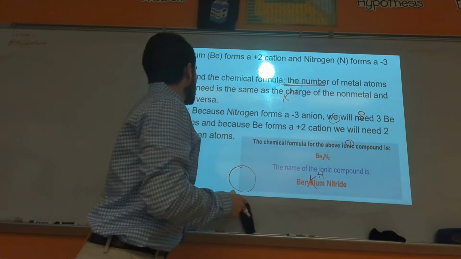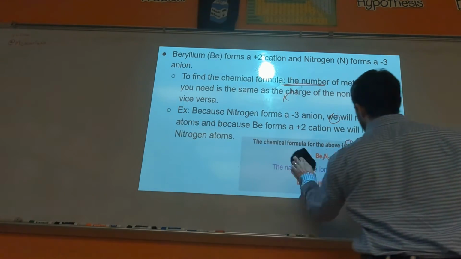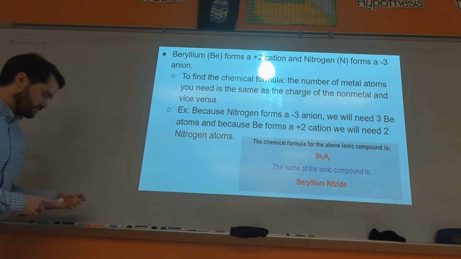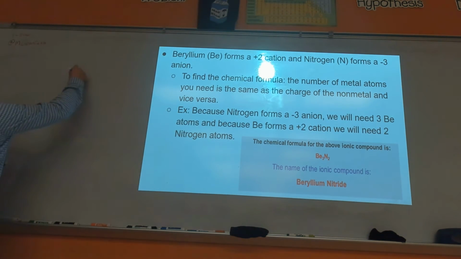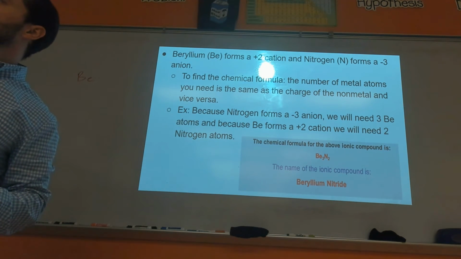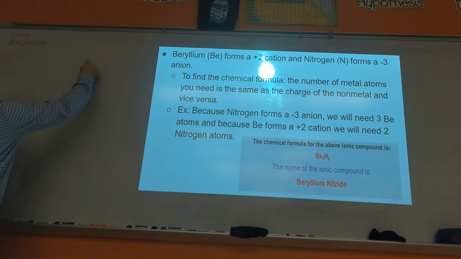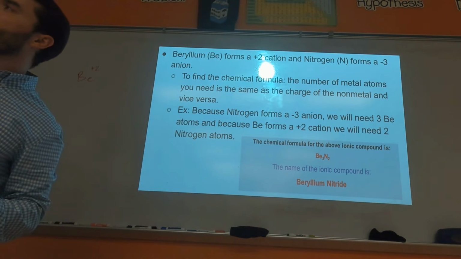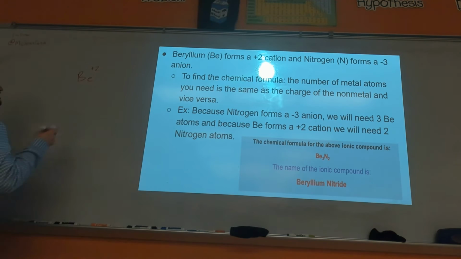Okay. So keeping it moving, let's look at another example. Let's say you have beryllium and nitrogen. So beryllium is in group 2. So if you're in group 2, you form a +2 charge, a +2 cation. And nitrogen, it's in group 15, also called group 5. It forms a -3 charge. So as I said in the last slide, whenever beryllium and nitrogen come together, they have to add up to 0. That's when they're stable.